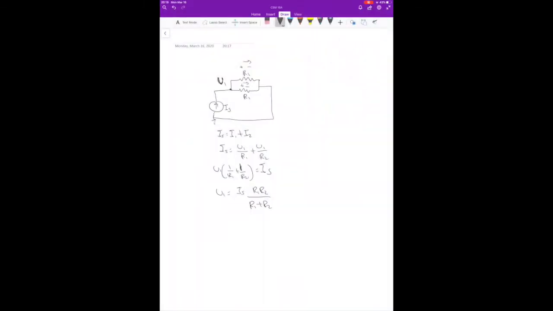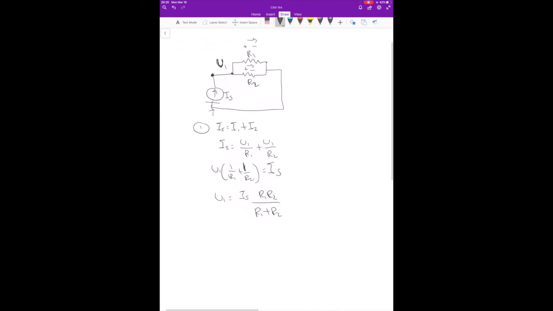Okay, here's the derivation I promised. So basically I have this circuit with a current source and these 2 resistors. And what's happening is I have this current I1 through R1 and this current I2 through R2. So using KCL, I said that the current entering this node 1 is equal to IS, and the current leaving this node 1 is equal to I1 plus I2. So that's how I came up with this first equation.